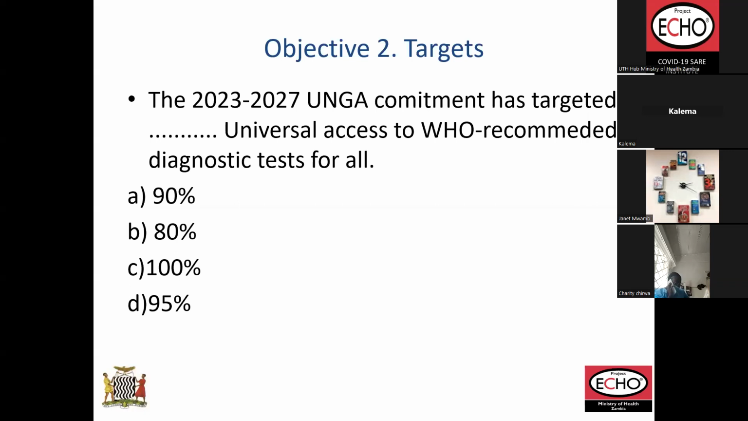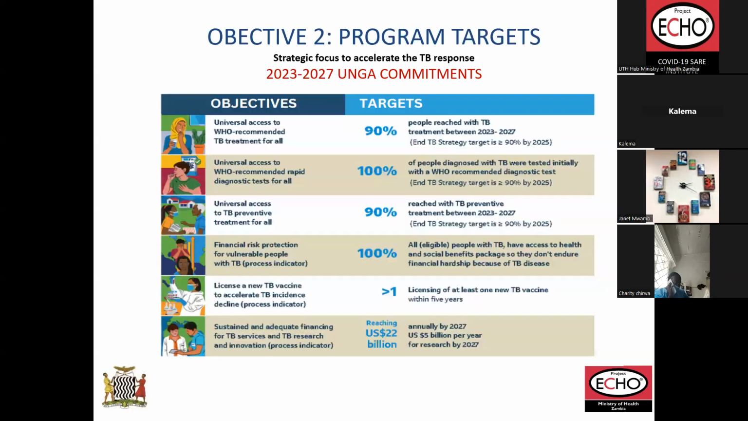So when we look at the 2023-2027 UNGA commitments, this follows the UN high-level meeting that was held last year in September in New York, where our heads of states participated and recommitted to ending TB, having an impetus to actually have this done in their local settings. So they came up with critical areas that speak to those 3 key areas that we mentioned: reduction in the incidence, mortality, and catastrophic cost.